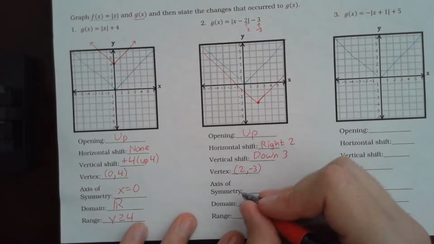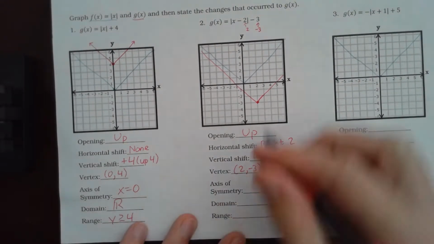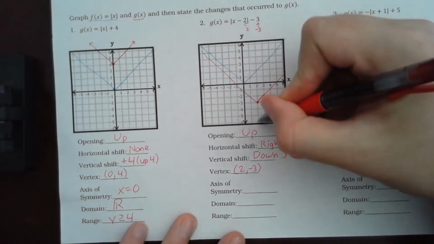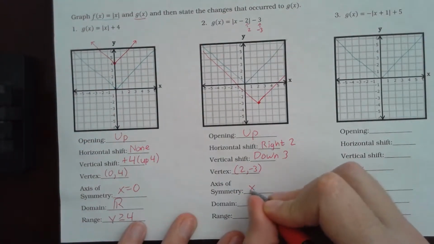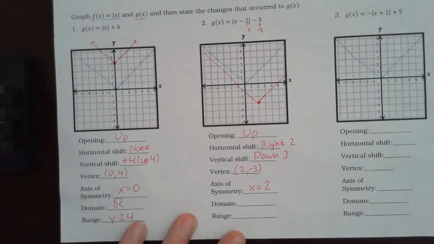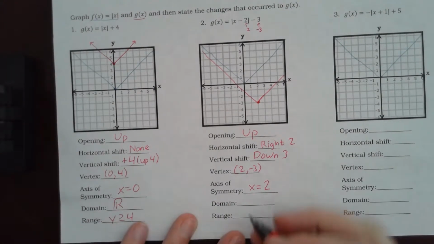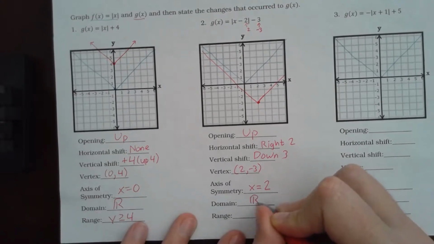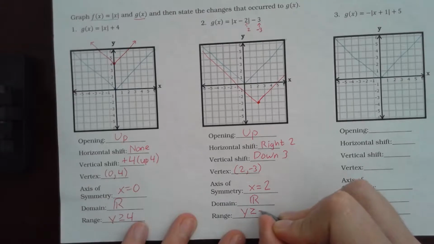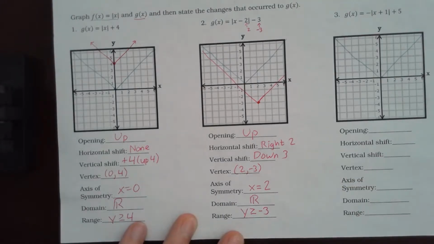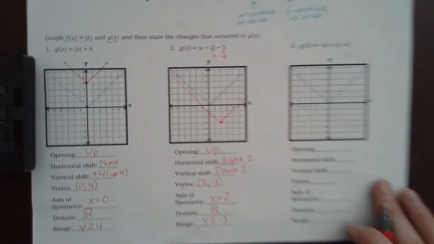Axis of symmetry, that changed now. We can look at our x coordinate. The x coordinate is where it's going to split in half. So whatever the x coordinate of our vertex is, that's going to be our axis of symmetry. X equals 2. We have to have the x equals because our axis is a line. Domain, all real numbers. Range, we moved our graph down 3, so y is greater than or equal to negative 3. Alright, moving on.